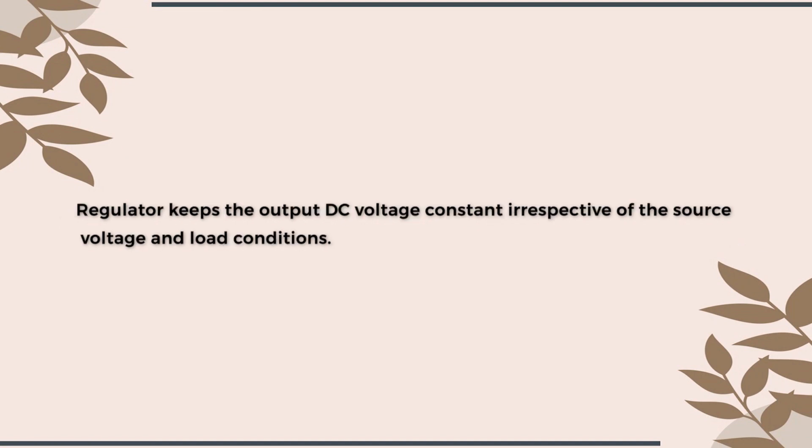A regulator keeps the output DC voltage constant irrespective of the source voltage and load conditions. Here one thing that is important about the working of the regulator is that even if the input or the source side voltage is changing, the output of the regulator will be a constant value.